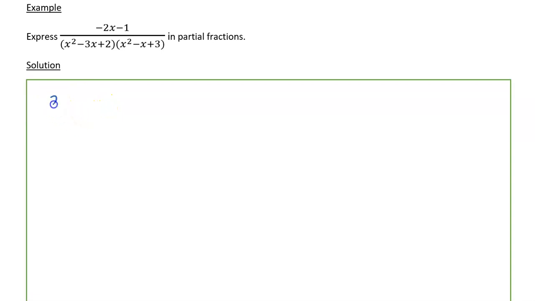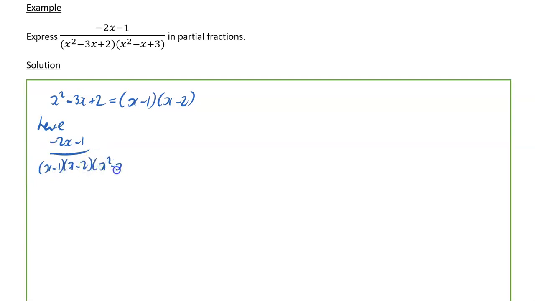So I'm just going to look at this x squared minus 3x plus 2. It factorizes a wee bit better to give you x minus 1 upon x minus 2. This one, unfortunately, does not factorize. So hence we'll just say minus 2x minus 1 all over, and it now becomes x minus 1, x minus 2 upon x squared minus x plus 3, which is non-reducible.